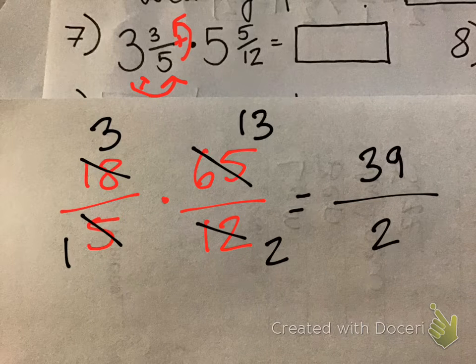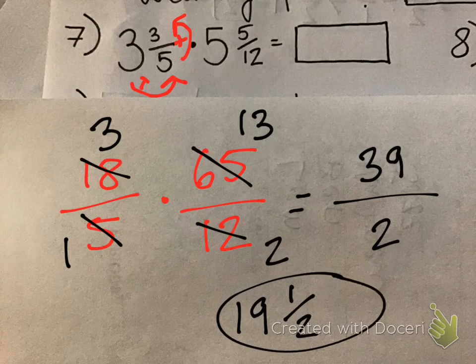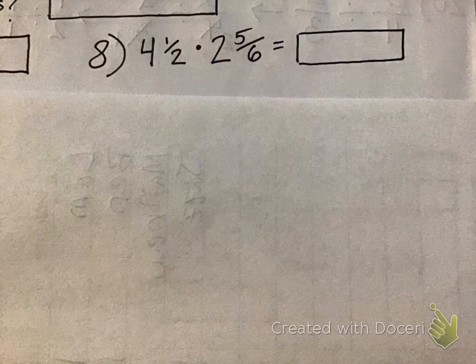How many 2s go into 39 without going over? Let's see, Daniel. 19, and we have 1/2 left over. Exactly. Now that we've gone through this one together, I want you to do this one.